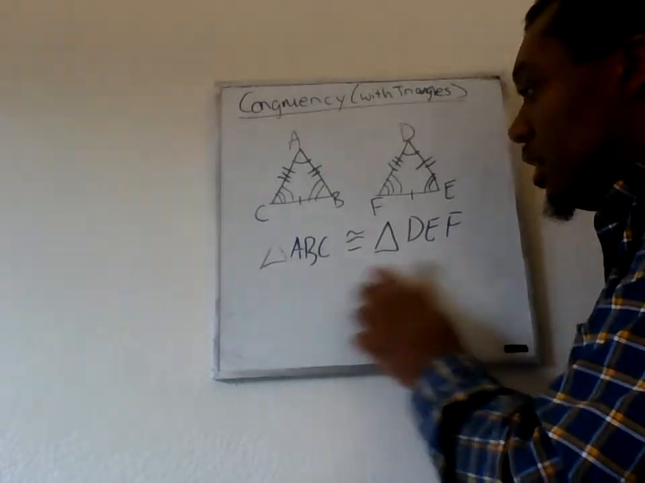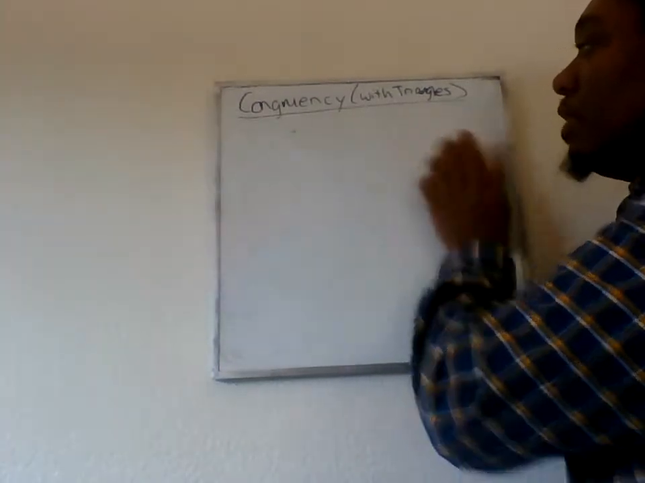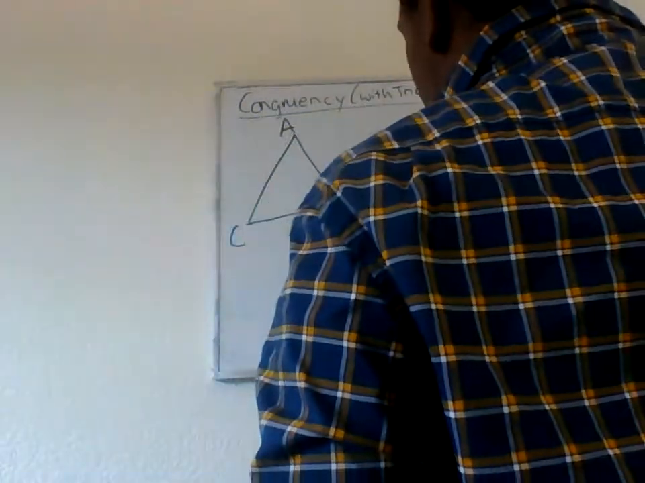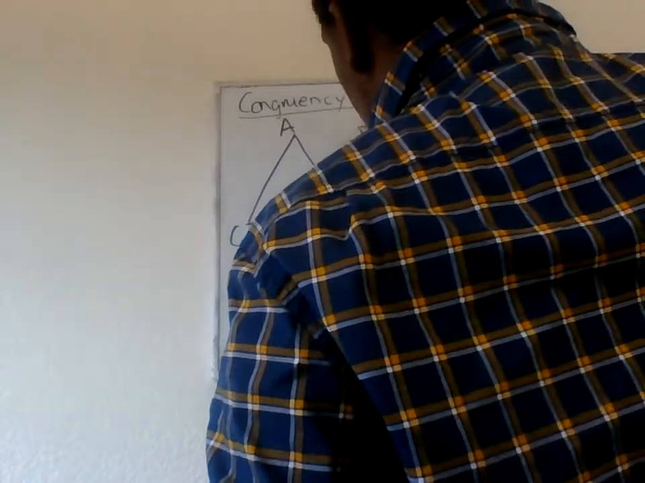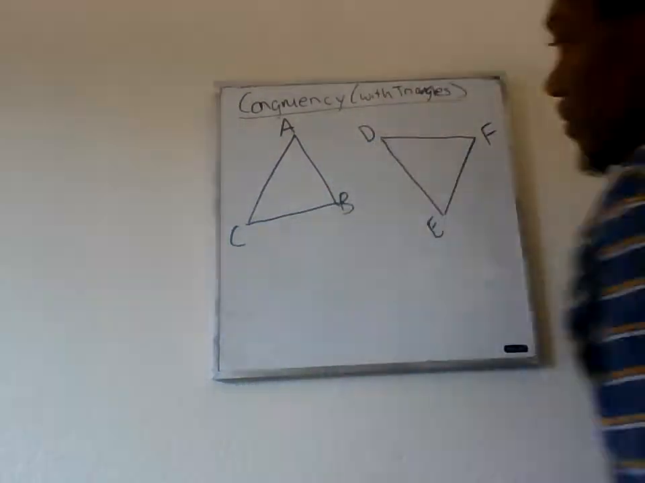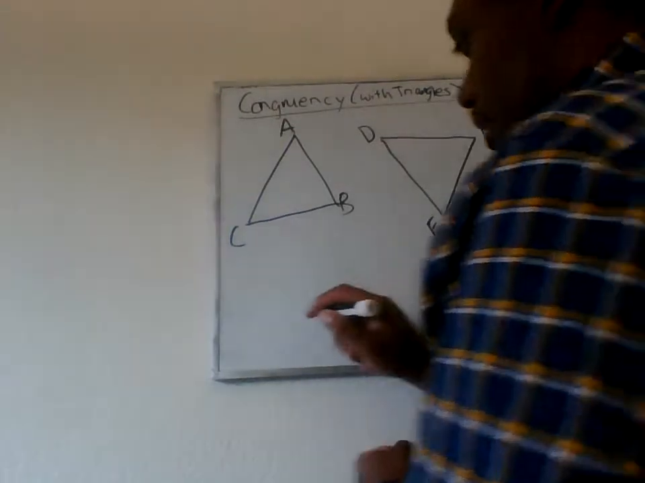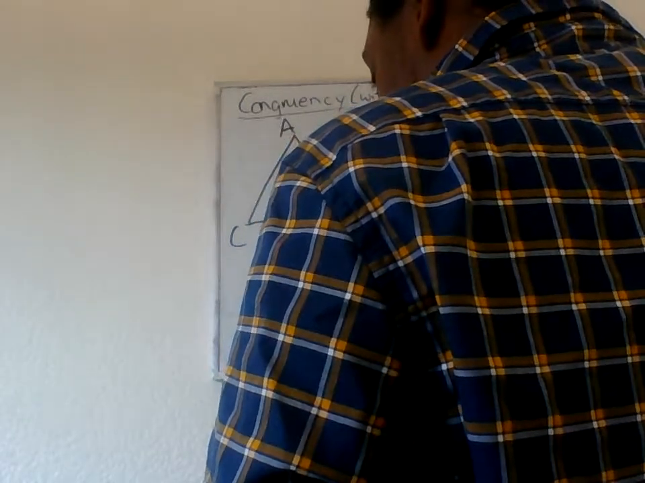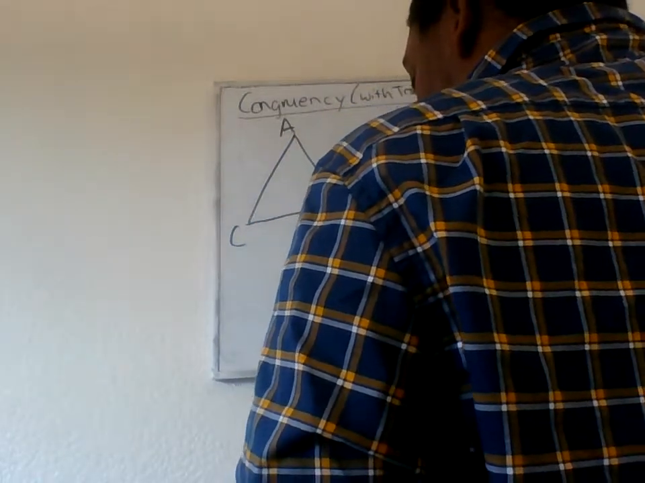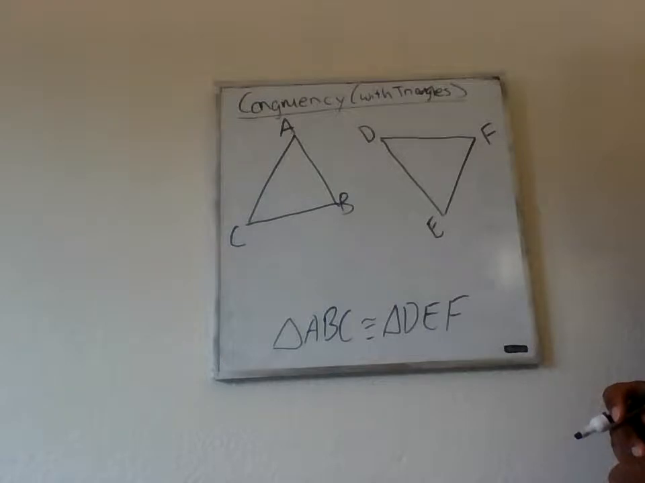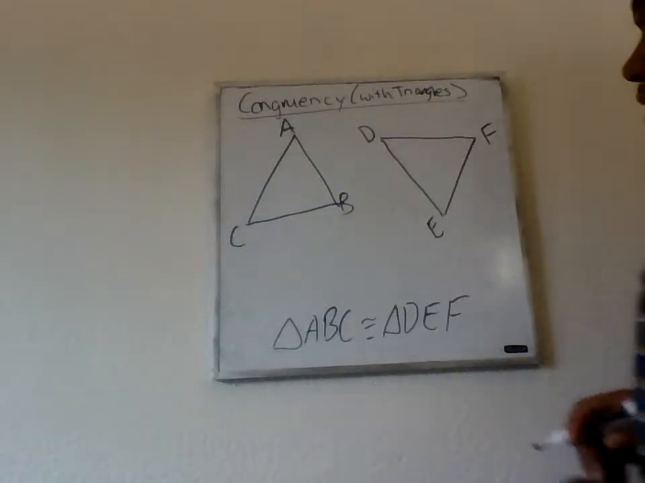I shouldn't leave that up there. We'll erase it. So I'm going to make them a little bigger to see. And I'm also going to change the way this is folded here. So I'm going to have triangle A, B, C, and I'm going to have triangle D, E, F. Okay? All right? And I am going to say that, hey, triangle ABC is congruent to triangle DEF.